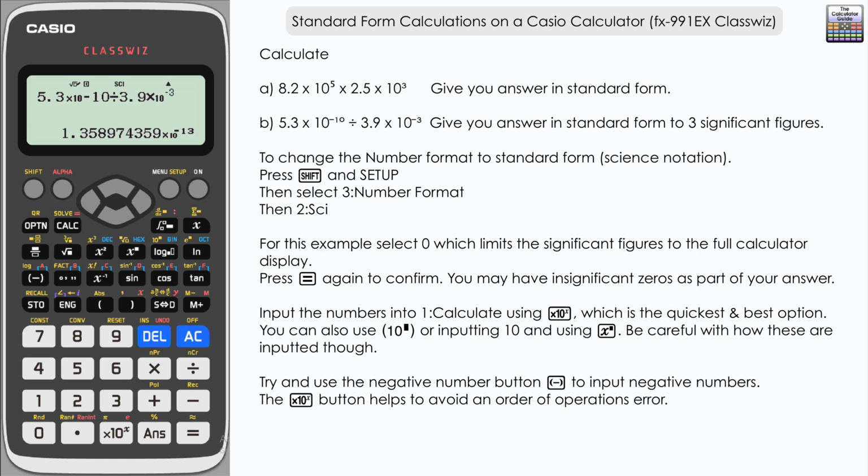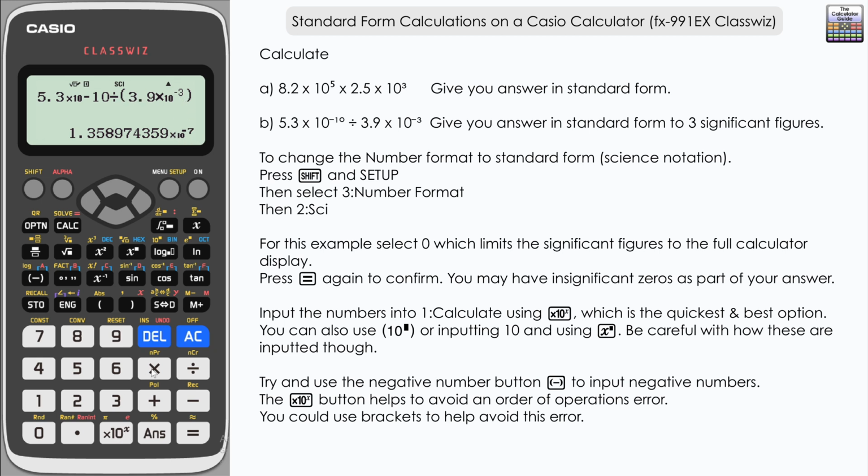Using the dedicated button at the bottom, the times 10 to the power of, indicates to the calculator that this is a science notation or standard form number, and it is able to do the calculation as such. So you have to be very careful if you're using the shift and 10 to the power of function, or you're inputting 10 and then using the any power button. A way around this could be to use brackets or parentheses around your second number there. So let's try that. Put brackets around that, press equals, and yes, we've got the correct answer once again, the correct power of 10, -7.